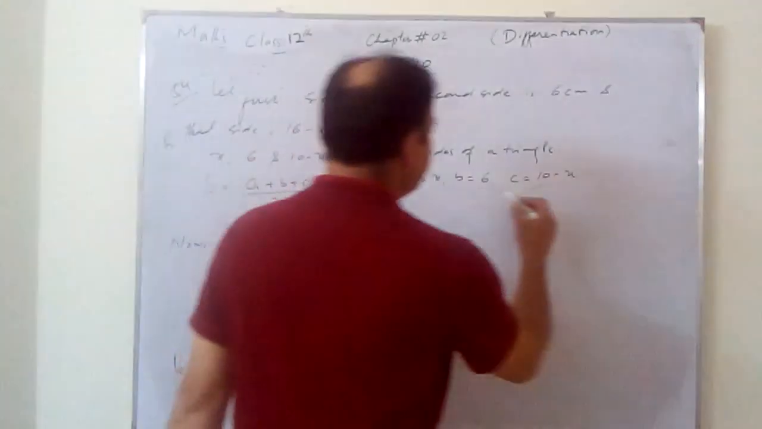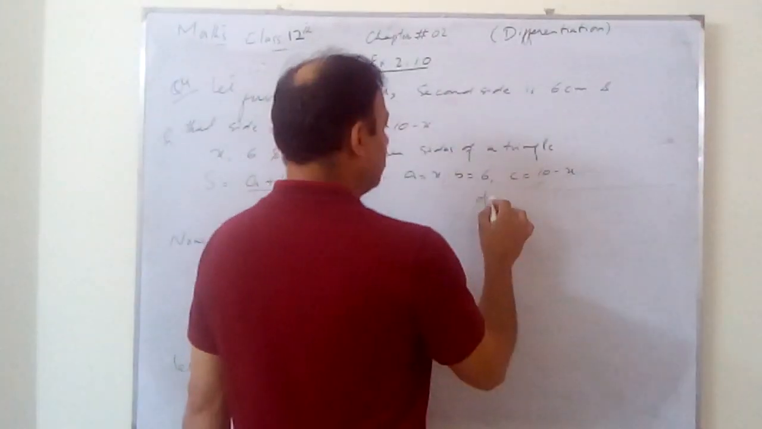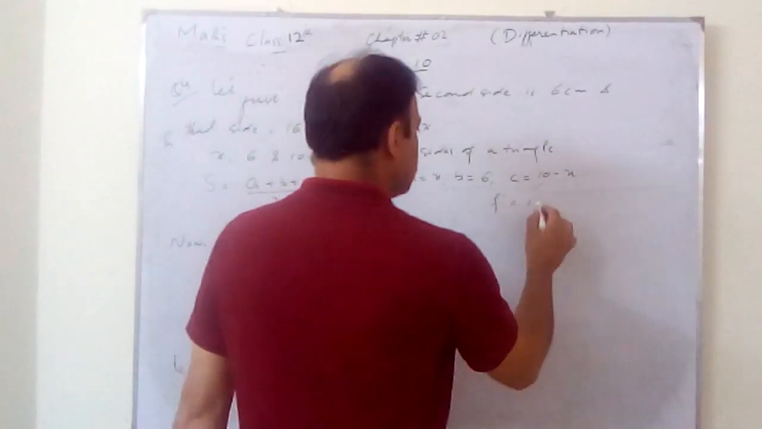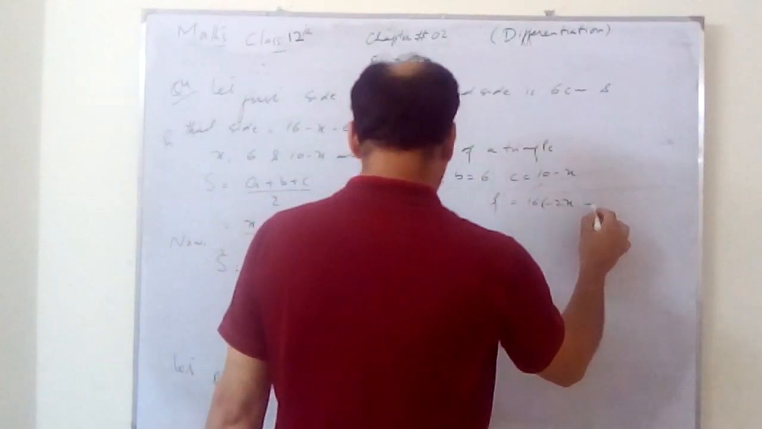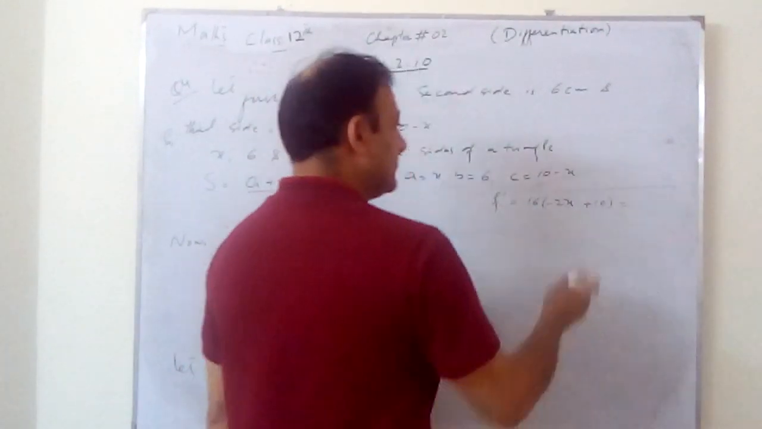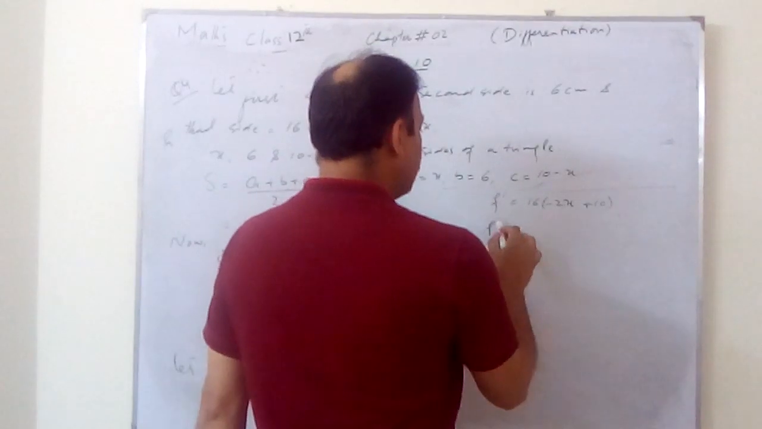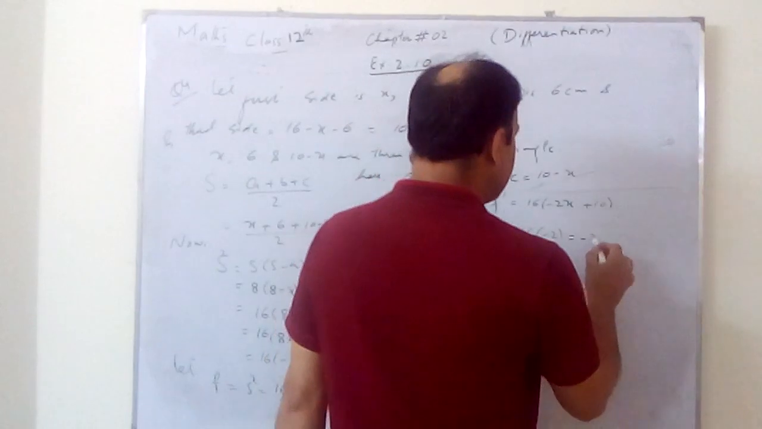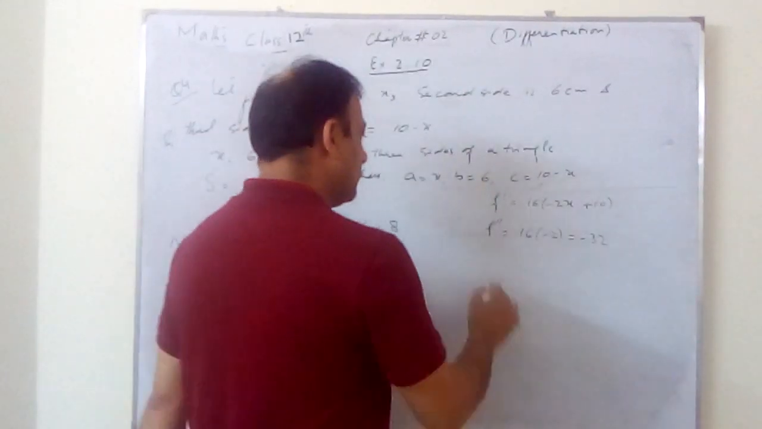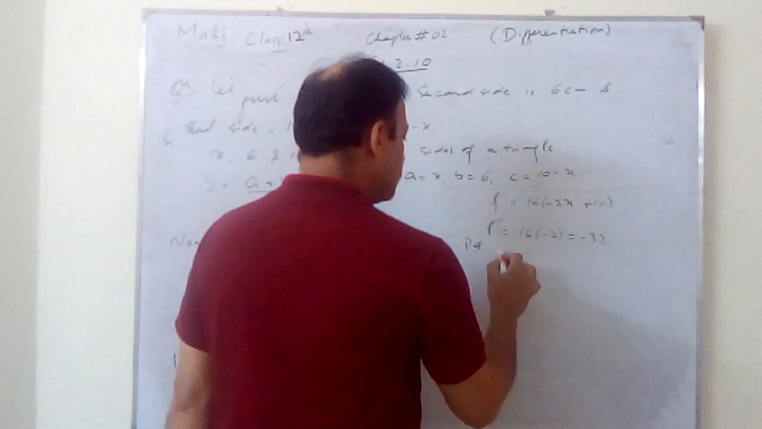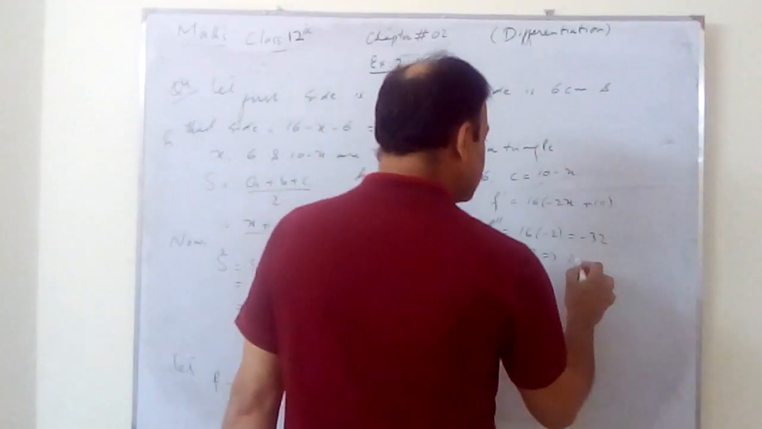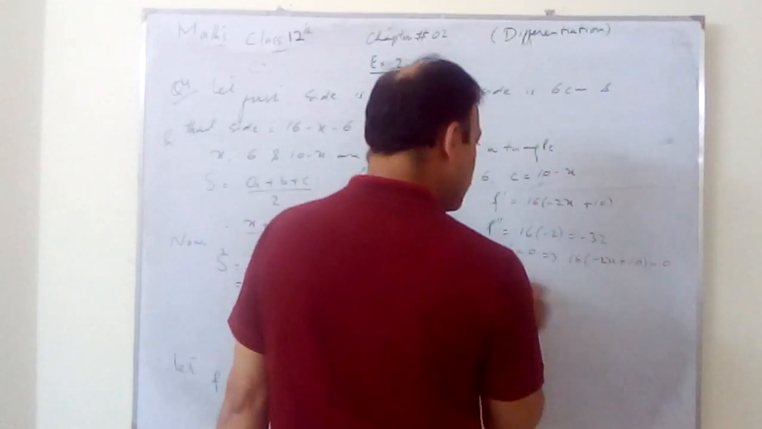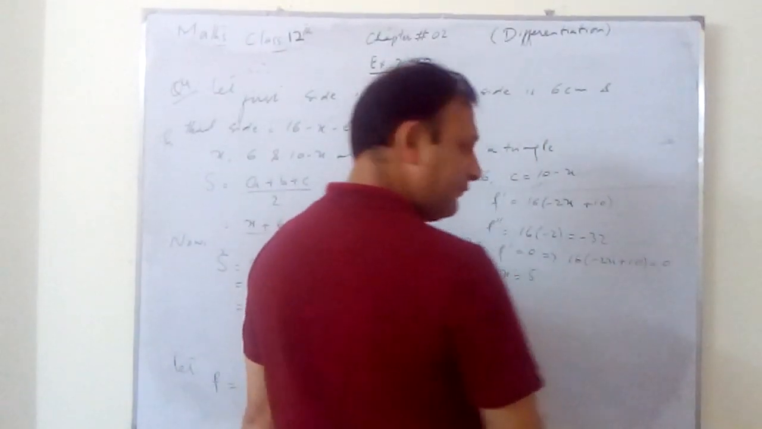So differentiate, f prime is equal to 16 into minus 2x plus 10, and the second derivative is 16 into minus 2, that is minus 32. Put the first derivative equal to 0, that is 16 into minus 2x plus 10 is equal to 0. This implies that x is equal to 5.